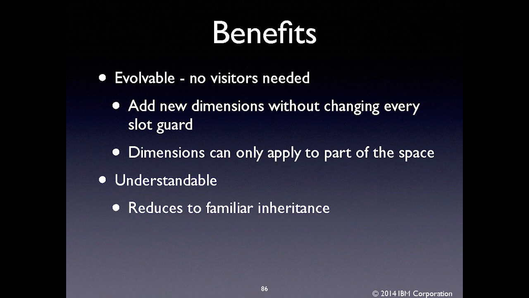So the benefits of these rules, as I said, we don't seem to need that visitor pattern stuff at all. The system's evolvable, easy to add new dimensions. Dimensions can only apply to part of the space of slots, because if a slot doesn't care, it doesn't even have to mention it. And if it's passed into the context, it gets passed down to whatever it gets called. Seems to be pretty easy to understand, and it reduces to what's familiar.